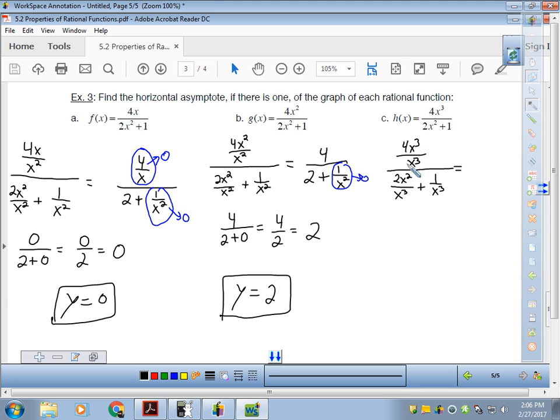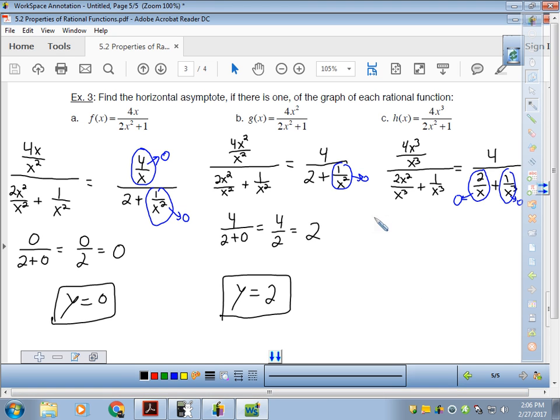On top, the x to the thirds can cancel out, and so I just have a 4. On bottom, for this first term, 2 of these x's on top can cancel 2 out on the bottom, so you'd end up with just 2 over x plus 1 over x cubed. That really can't simplify at all, so it's just 1 over x cubed. Now that we've simplified, any fractions that still have x on the bottom are going to go to 0. So this is going to go to 0, and this is going to go to 0.